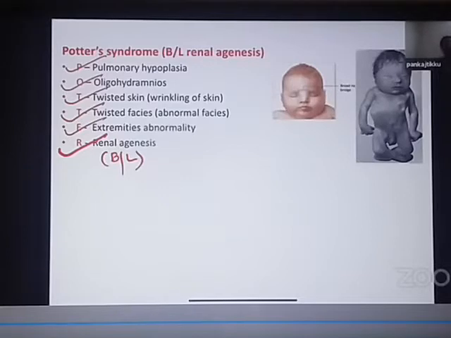So what are the features of Potter syndrome? P-O-T-T-E-R. P stands for pulmonary hypoplasia.